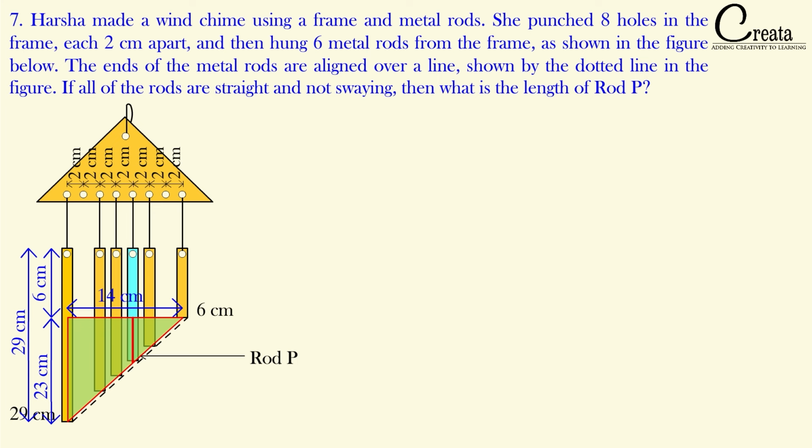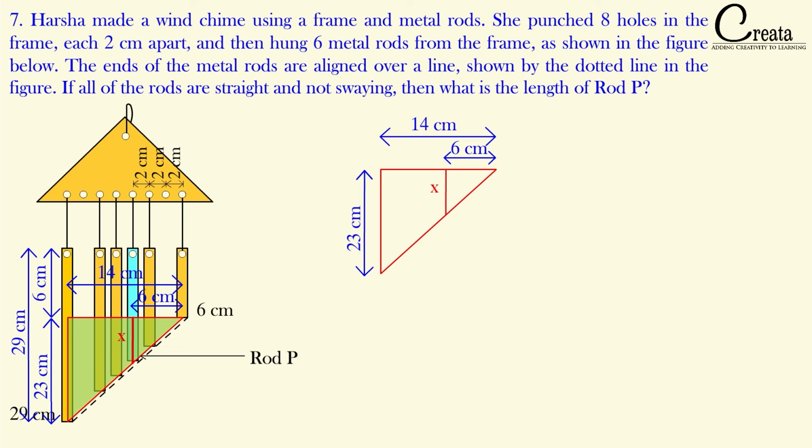Rest, we have to calculate this component of the rod. Let's assume this component as x. We got a line segment which is dividing the side of the triangle into two parts. This complete distance is 14 centimeter. Can we calculate this distance? It will be 2 plus 2 plus 2, that is 6 centimeter. This will be used in this question. To further solve this question, let's take the triangle out of the figure. It will be easy to solve.